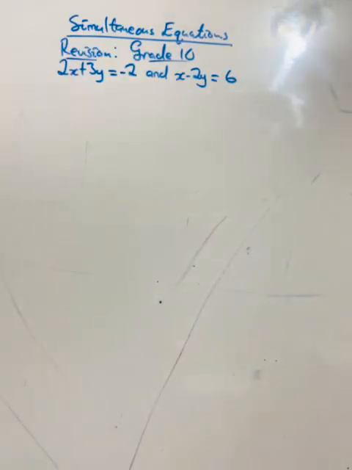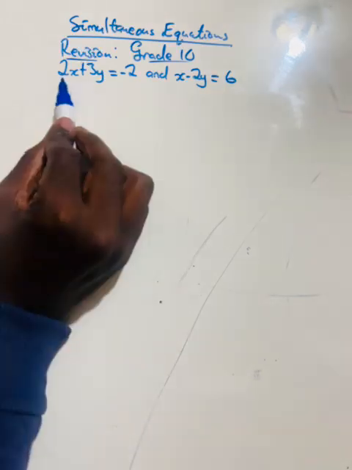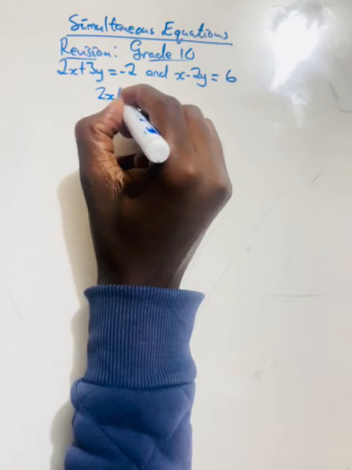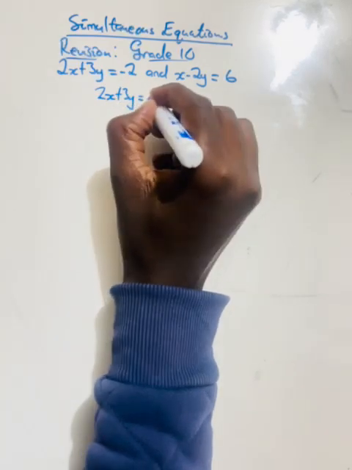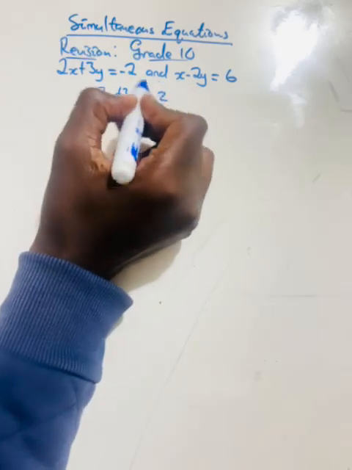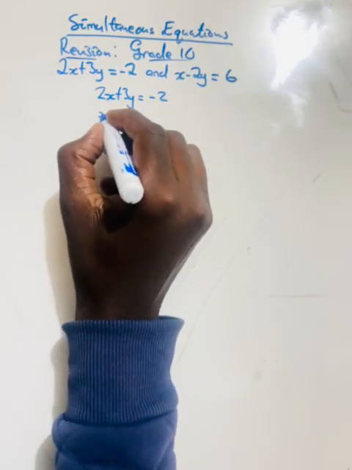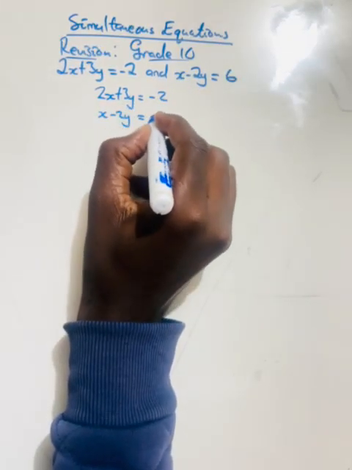All right. So the two equations which have been provided are 2x plus 3y is equal to negative 2. This was the first equation that I was given, so I write it here: 2x plus 3y is equal to negative 2. And x minus 2y is equal to 6. I've got x minus 2y is equal to 6.